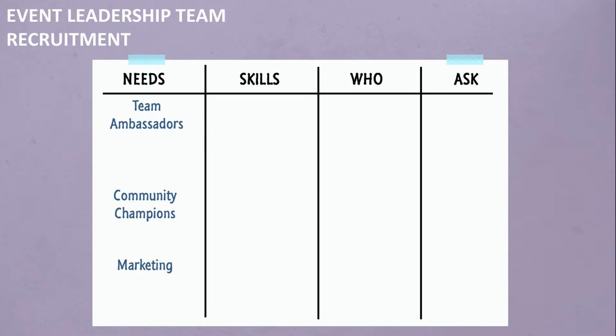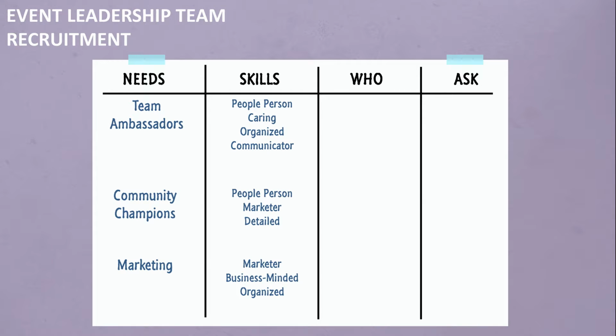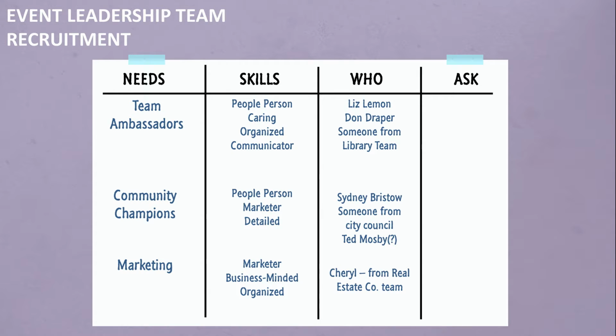Ask, For each of those positions, what skill sets are we looking for? Record responses in the skills column. For this section, participants can use workbook page 6, which gives some of the characteristics of successful volunteers. Ask, What potential leaders do we know that we can ask? Think about current relayers, sponsors, or community members, and record responses in the who column. Ask, What potential leaders do we know that we can ask? and record responses in the ask column.